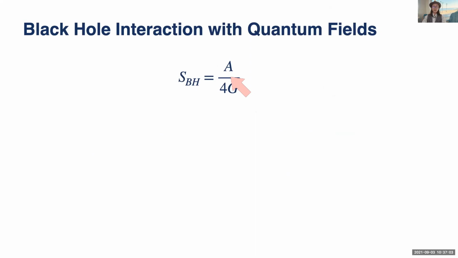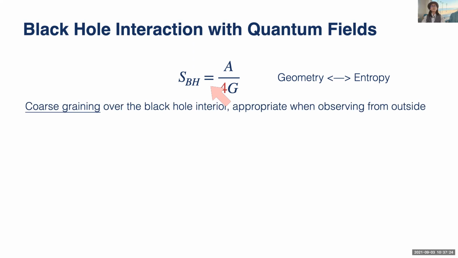In hindsight, we know that the Bekenstein-Hawking entropy has a factor of 1/4, which was fixed by Hawking during his development of his famous Hawking radiation. And note that this is a very brilliant relation because it relates geometry, just the area of the event horizon, to entropy. This is what we call a coarse-grained entropy, which means it's coarse-graining over the black hole interior. It's appropriate when we're observing from outside.